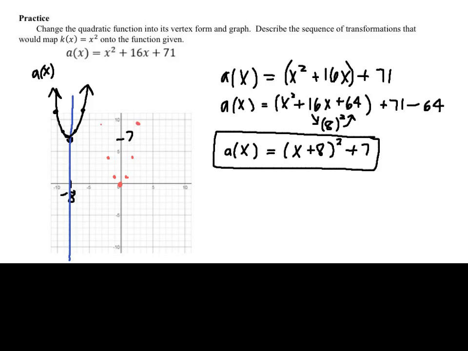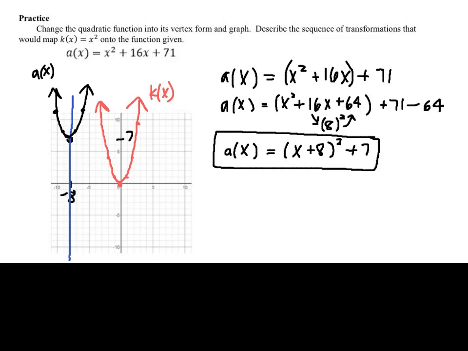And then now that I have several points of my parabola, I can sketch this. And this is what my general parabola, or the parent function k of x, will look like. So now I have k of x, I have a of x, and what I'm asked to do is describe the sequence that would map k of x, so map this red parabola onto a of x, the black parabola.